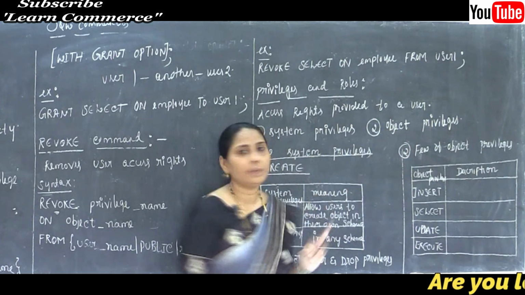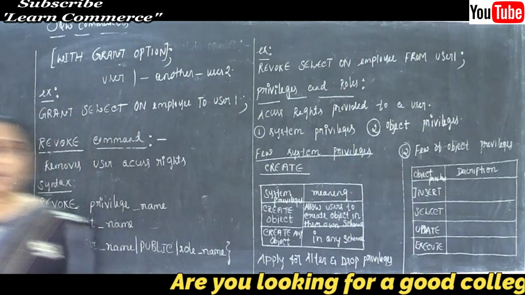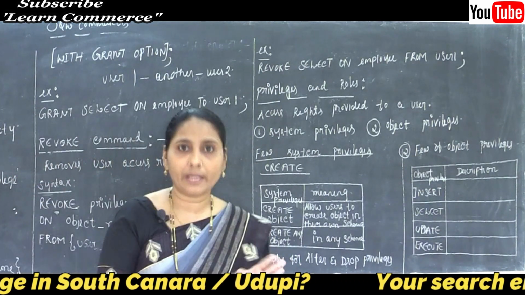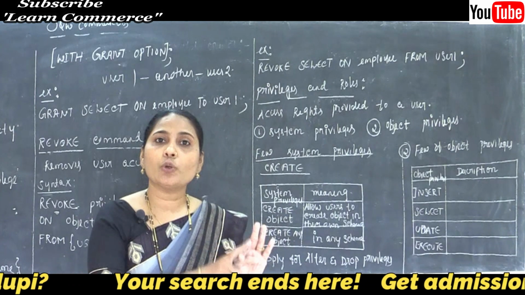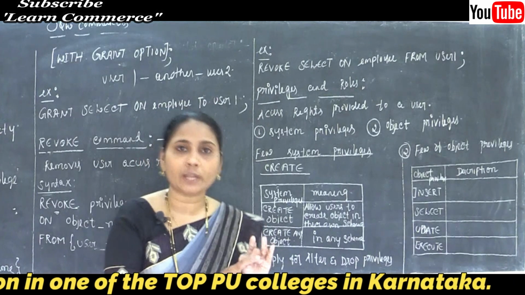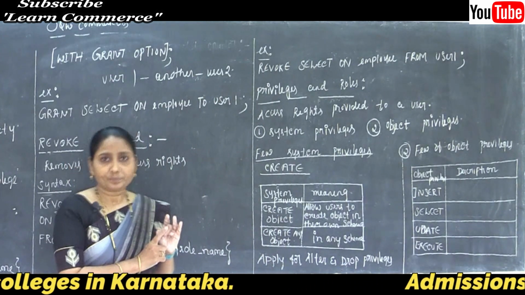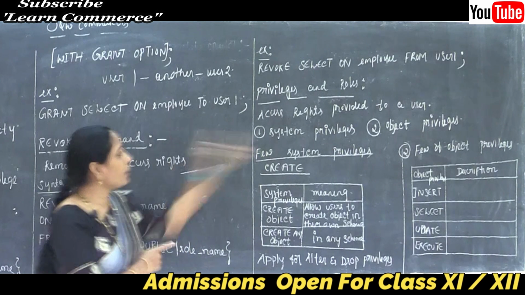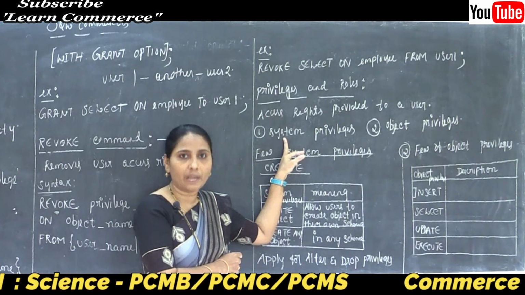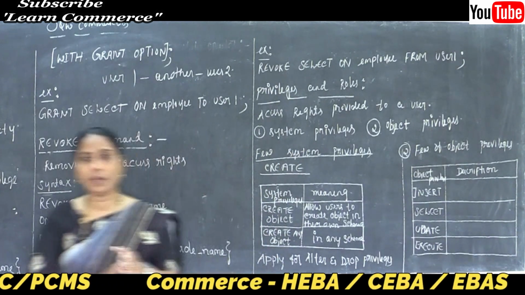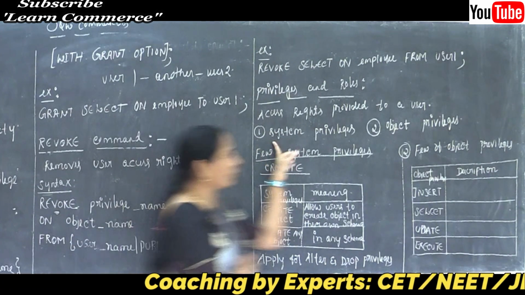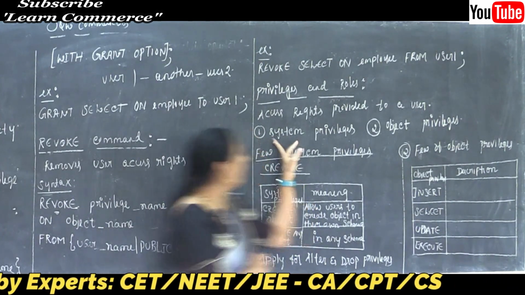Now the meaning of the system privileges. System privileges allow the user to create a database object, to alter a table, to drop a database object. So what permissions come under system privileges? The permission to do some tasks. The tasks are creation of a table, alter and drop, which come under system privileges. All those permissions fall under system privileges.